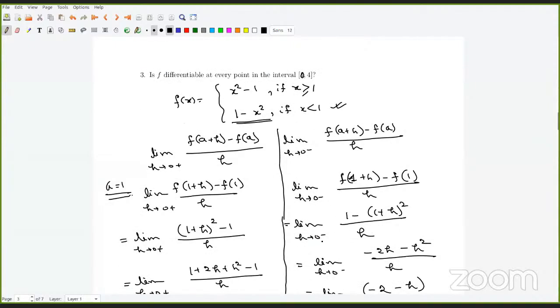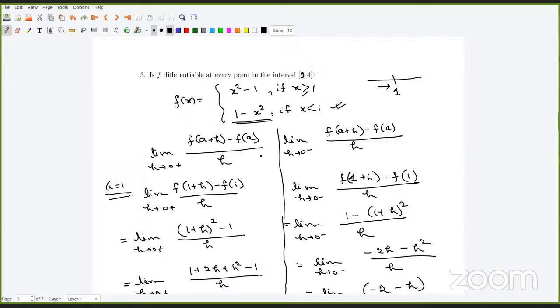So when I am taking h tending to 0 minus, that means this is my point x equal to 1, I am approaching from this side. So the function value should be less than 1, right? When x is less than 1, the definition of the function is 1 minus x square, right? Yes. And here my point is x is 1 plus h. So I am substituting that value, okay? And the denominator sign will not it become minus h?